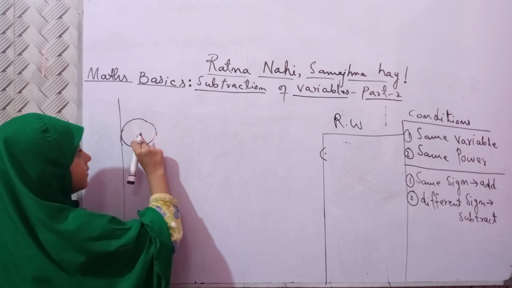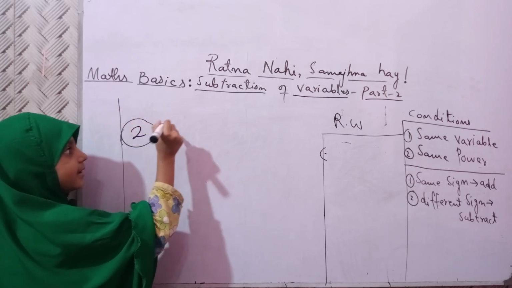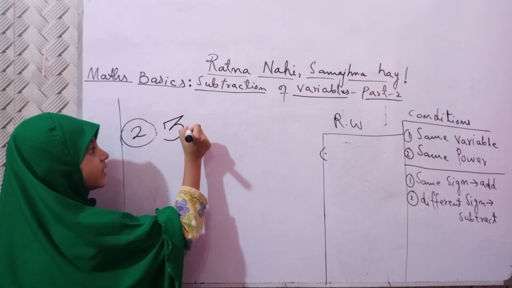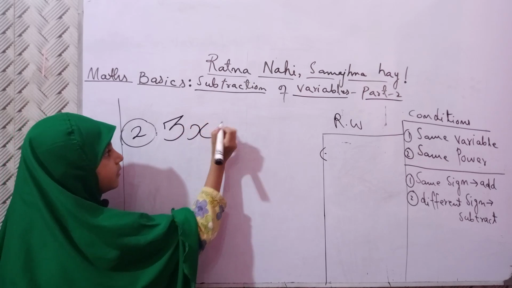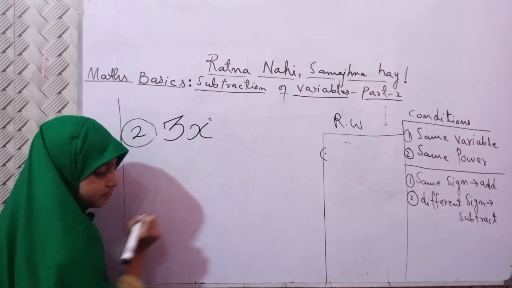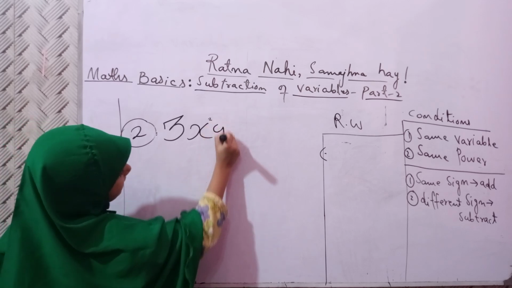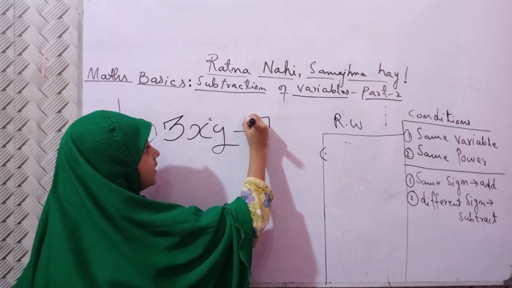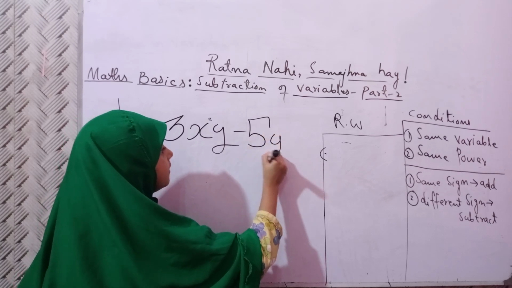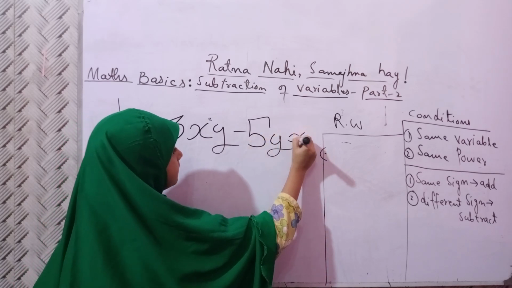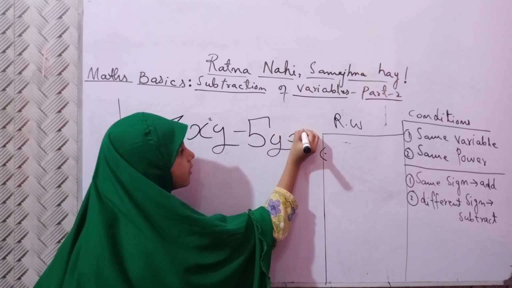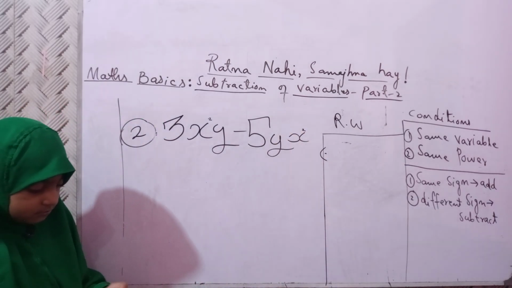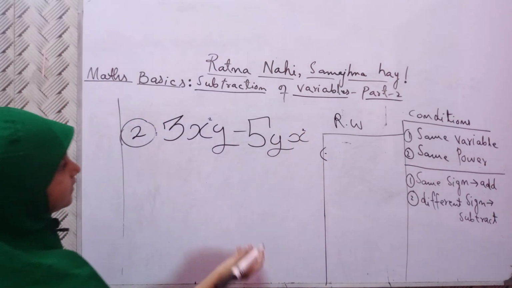Now, second, third, 3 x square y minus 5 y x square. Now, it is my question. Same variable and same power.